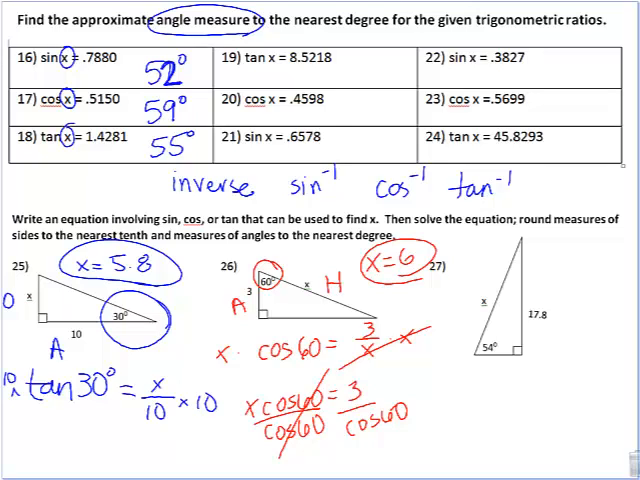And then I'm actually going to change example 27 a little bit. We are not going to know the angle. And I'm going to make, let's see, side x be 21. And we want to find the angle measure.